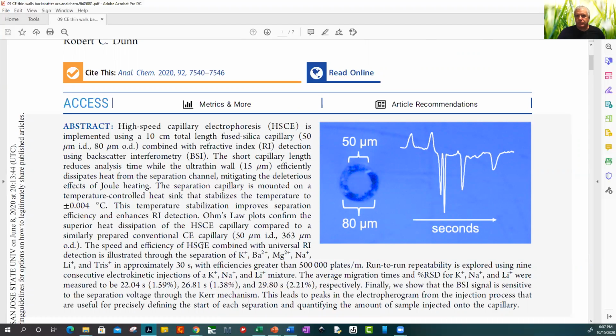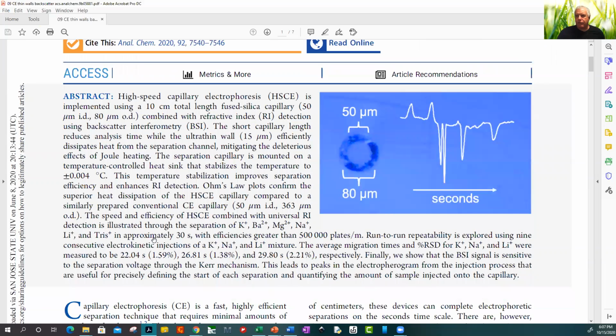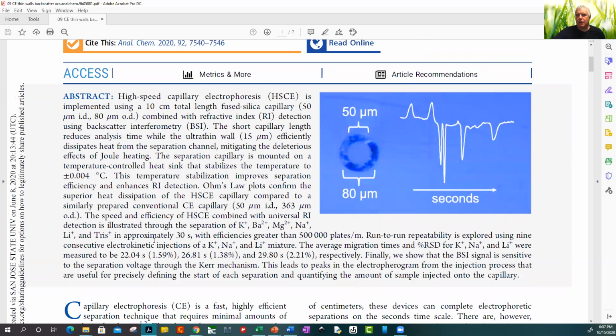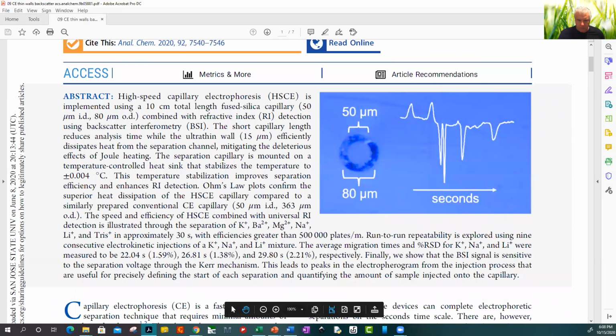And Mr. Dunn, Dr. Dunn here, he's got a fancy-dancy thing where his interferometer modulates the wavelength. I should probably describe the stupid thing first. Let me get the paper. That's not it. Here we go.